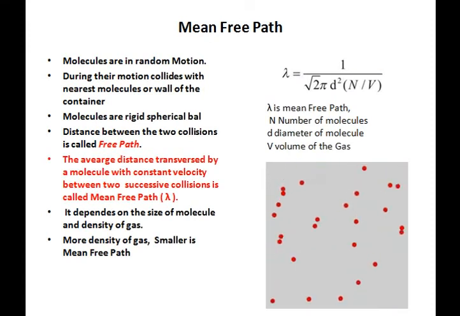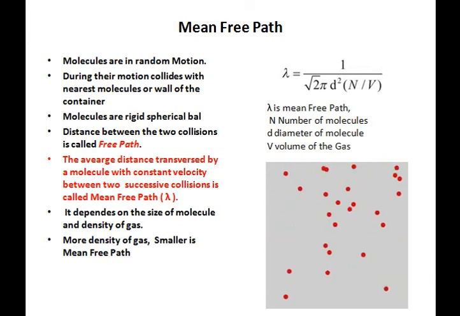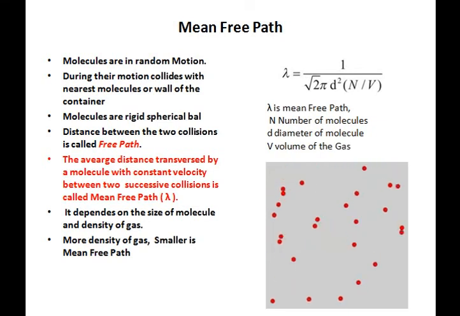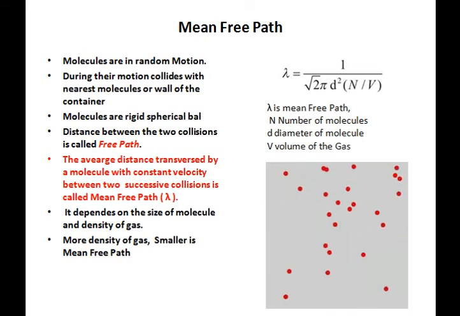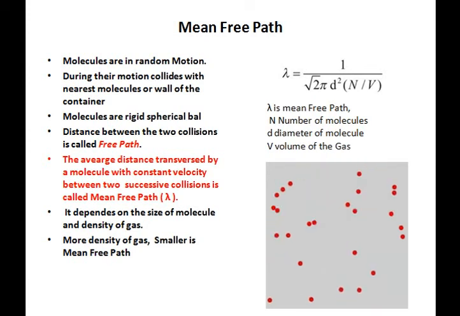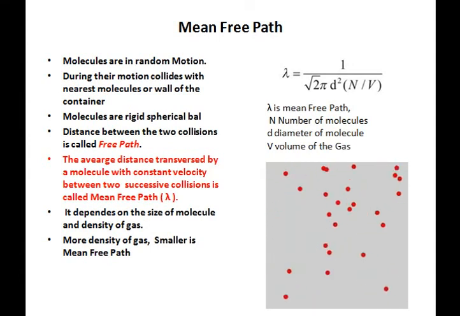Gas molecules can be considered as rigid spherical balls. They are in random motion. During their motion, they collide with the nearest molecules as well as with the wall of the container. The distance between two collisions is called free path. The average distance traversed by a molecule with constant velocity between two successive collisions is called mean free path.